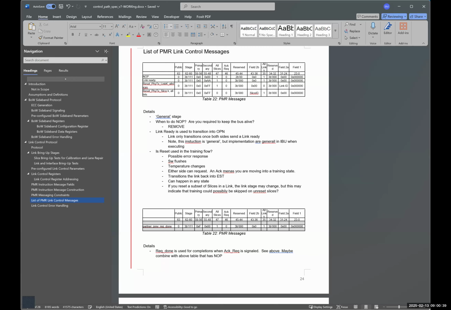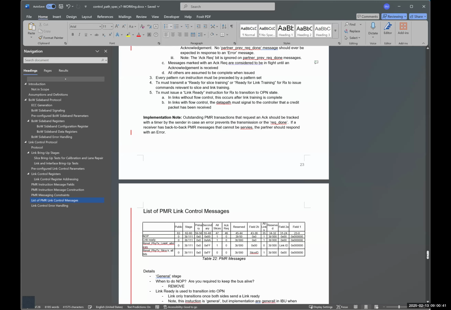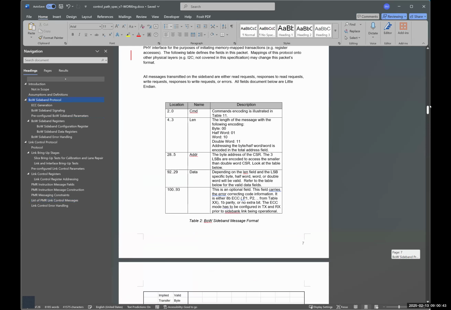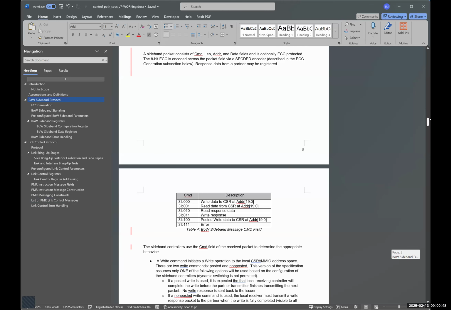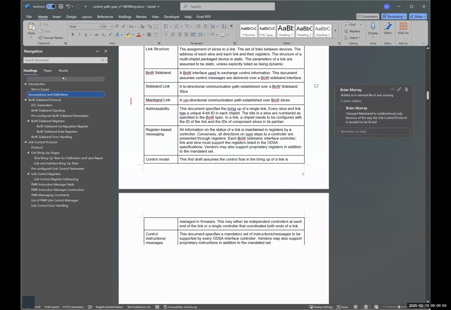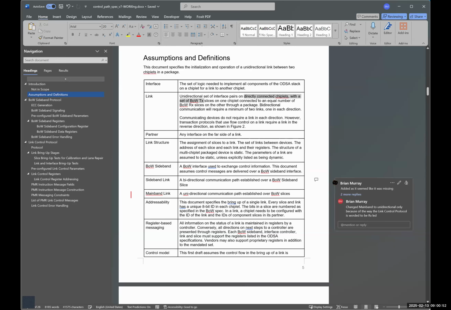I think, well, let's go back and see how we define link. That's a question. How does the BOW spec define link? Wait, where's my assumptions and definitions? Link, a, right, universal but set of pairs.